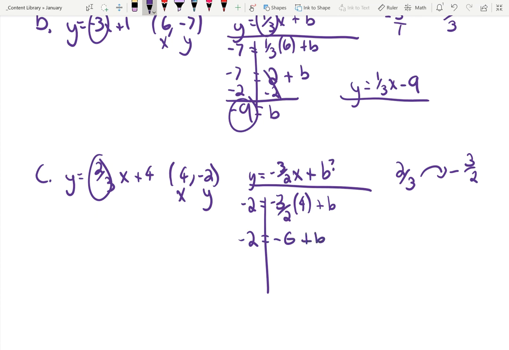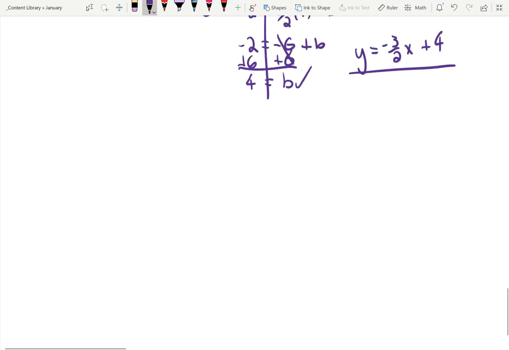All right. Bring down that b. Let's add the 6 to cancel it out, so plus 6 plus 6. This is going to be 4 is equal to b. So now I know the correct y-intercept. My slope, remember, was -3/2, and my y-intercept is 4, so it's y equals -3/2 x plus 4. That's my final answer. And then let's do one more.